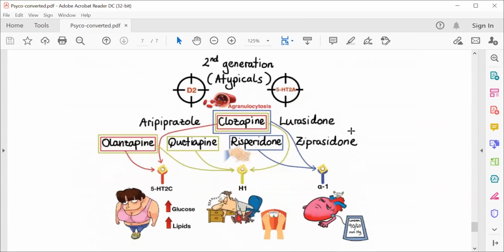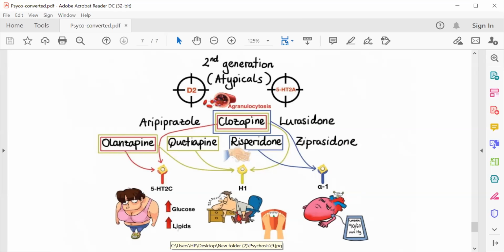Those are our second generation antipsychotics, and they are associated with many side effects that are confusing to us. But if we know how these side effects develop, it will be easier for us to remember the side effects associated with each one. So let's start with the pine family, Olanzapine and Clozapine. These two medications are mainly associated with high glucose levels, high lipids, and also an increase in weight.